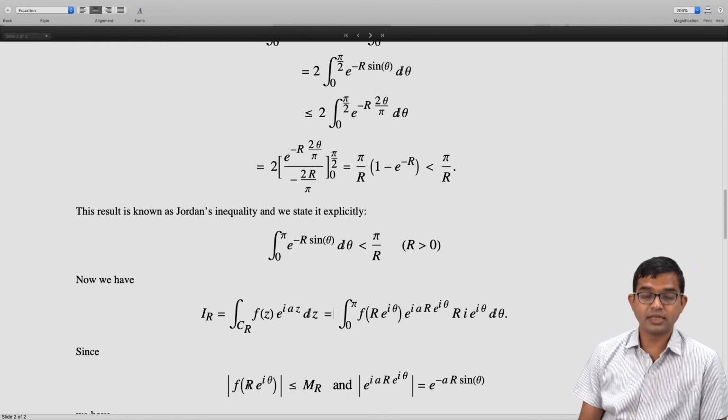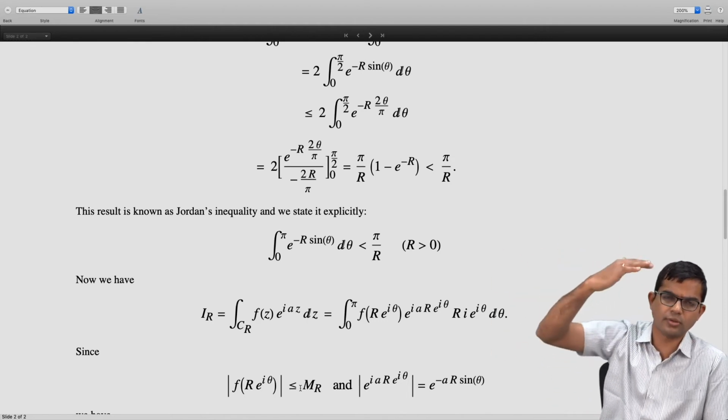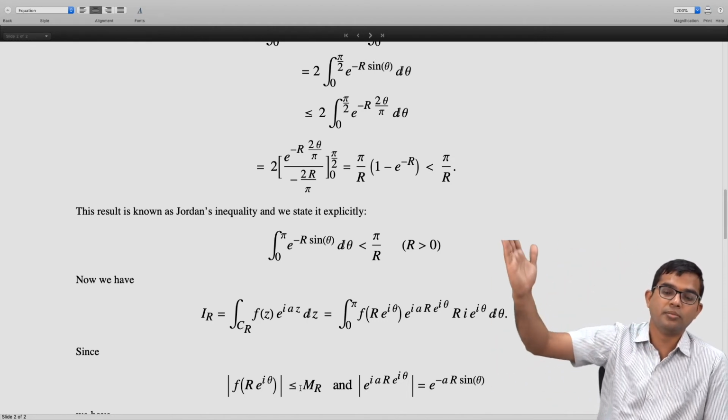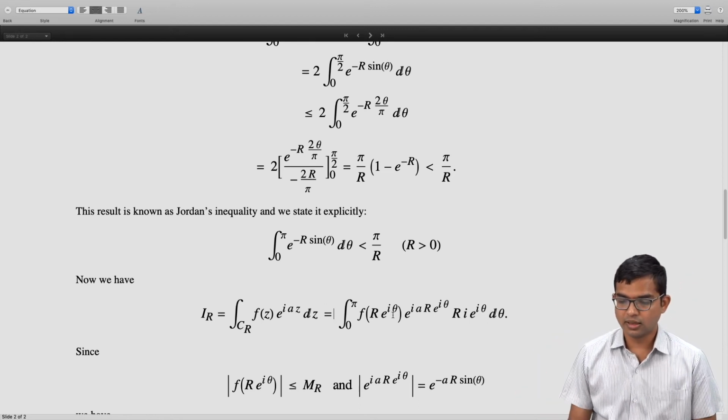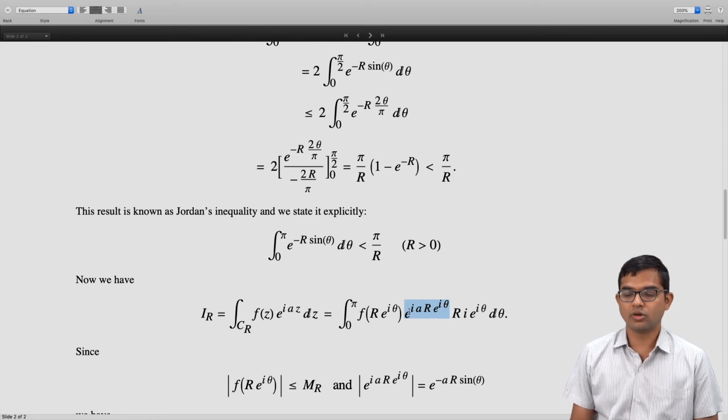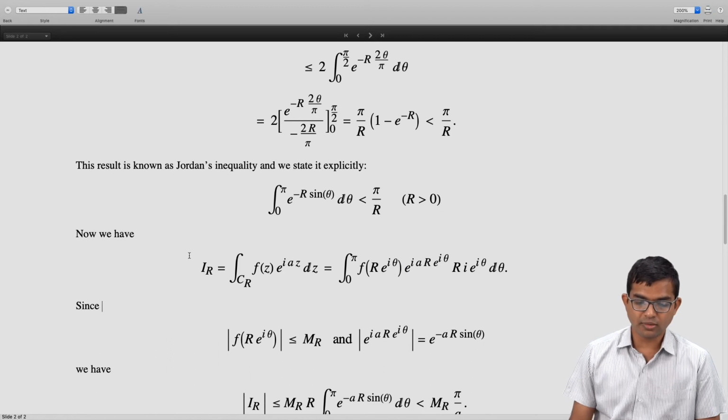Mod of f is given: this function f of z is going to be less than or equal to M_R on this semicircular region. So f of z is decaying as you make R larger and larger, its magnitude is falling, and on the other hand the magnitude of this quantity is basically just given. In place of e to the i theta, you can write it as cos theta plus i sin theta. Cos theta will only contribute to the phase, plus i sin theta will become e to the minus a R sin theta.